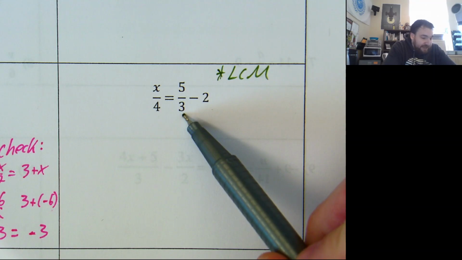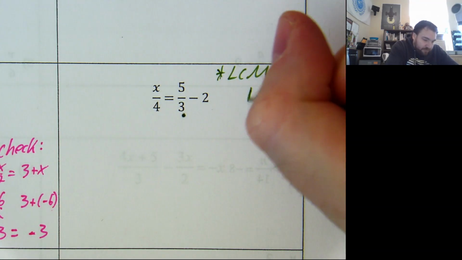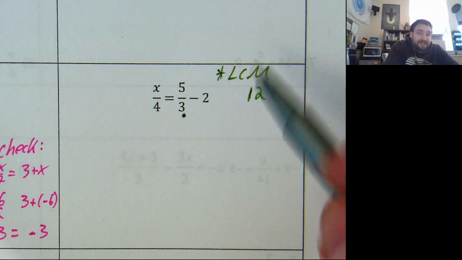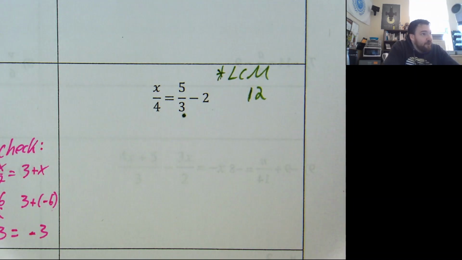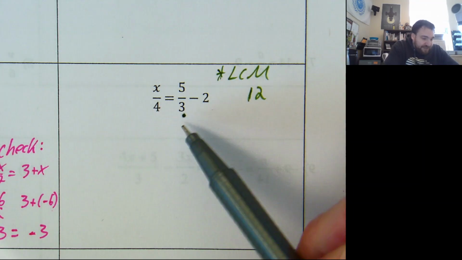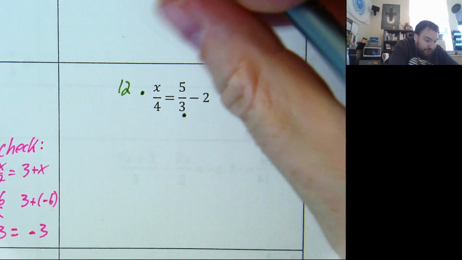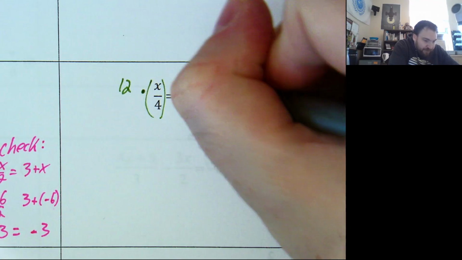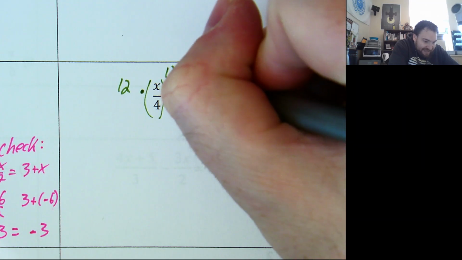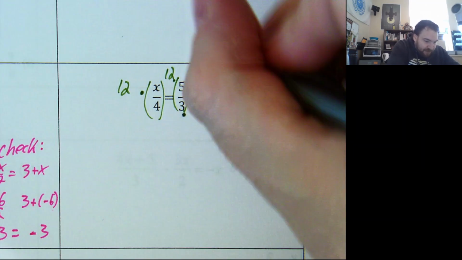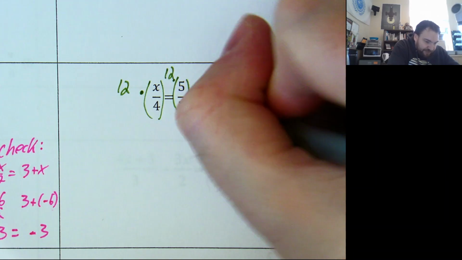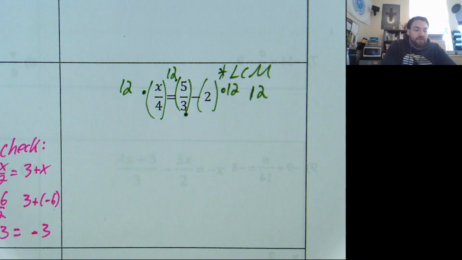Take them. It is 12. So the LCM in this case is 12. So what I'm going to do to get rid of these denominators is multiply every term. This whole term gets multiplied by 12. This whole term gets multiplied by 12. And this whole term gets multiplied by 12. Each piece.